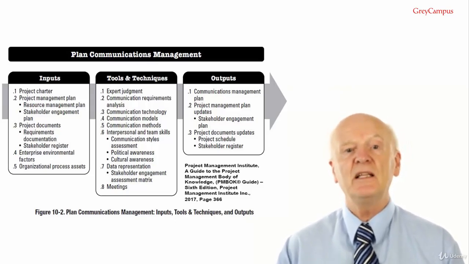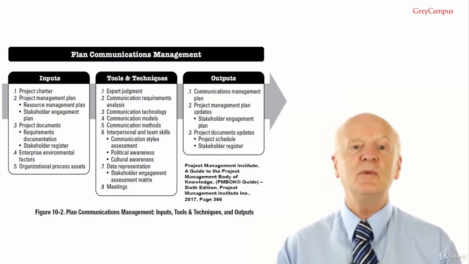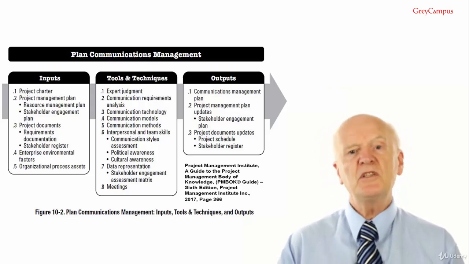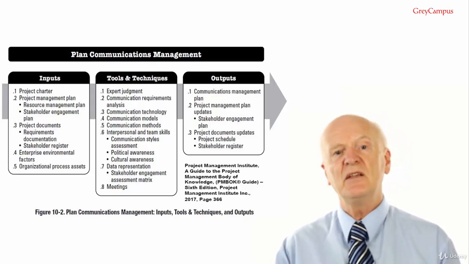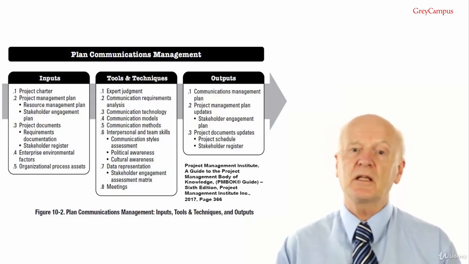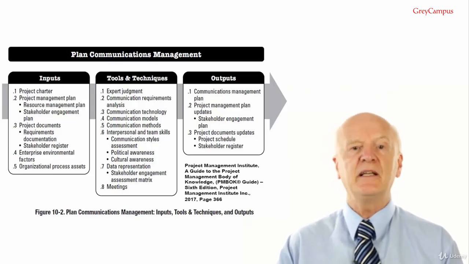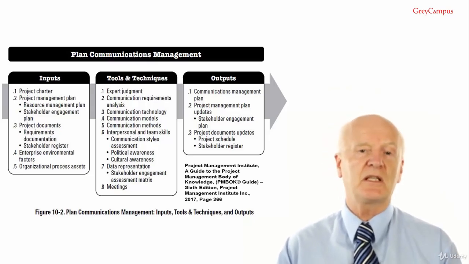Components of the project management plan that may be updated as a result of carrying out this process include the communications management plan. When changes are made to the project communications approach as a result of this process, these changes are reflected in the project communication plan. The stakeholder engagement plan: stakeholder engagement requirements and agreed upon communication strategies are updated as a result of this process.